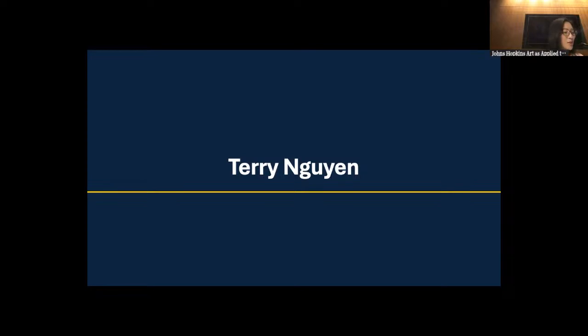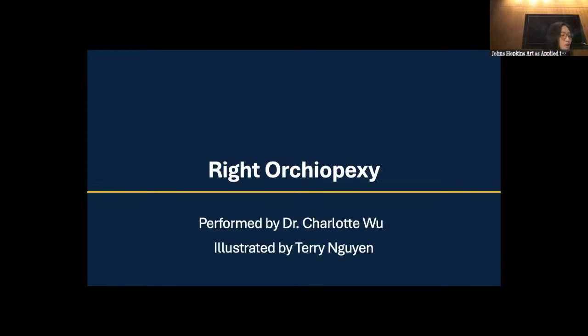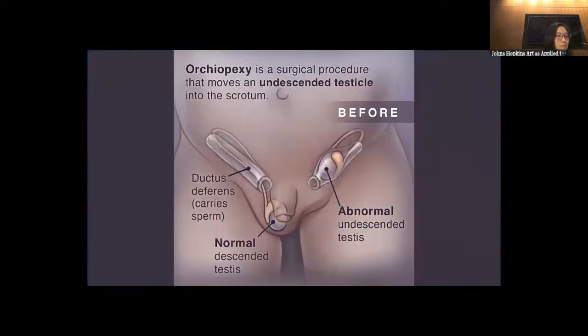My name is Terry Nguyen. For my first surgical illustration piece, I observed an orchiopexy procedure with Dr. Charlotte Wu. Orchiopexy is a surgical procedure that moves an undescended testicle into the scrotum, and it is typically performed on patients between the ages of 6 months and 24 months. On the following slide, which depicts anatomy before intervention, I chose to compare normal testicle position and abnormal testicle position in relation to the inguinal canal.